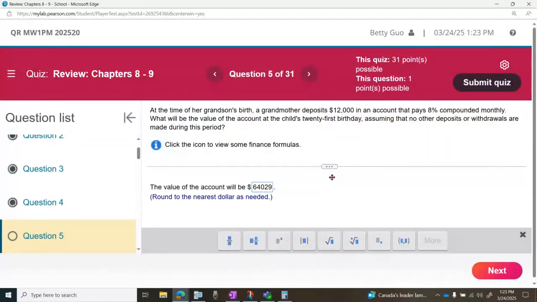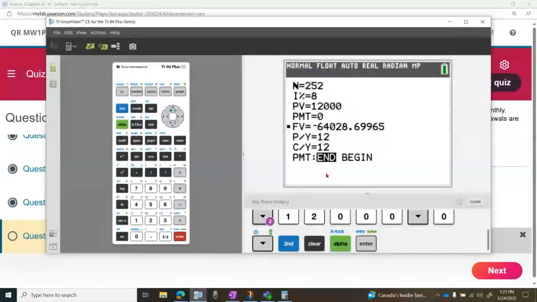You're welcome to use the formula with a calculator. You should have the same result. All right, you should have the same result. So this is the first type of problem that you may apply the TI-84 calculator. Capital N, total number of times the interest is compounded: 12 times a year for 21 years. So 12 times 21. I%, which is given.